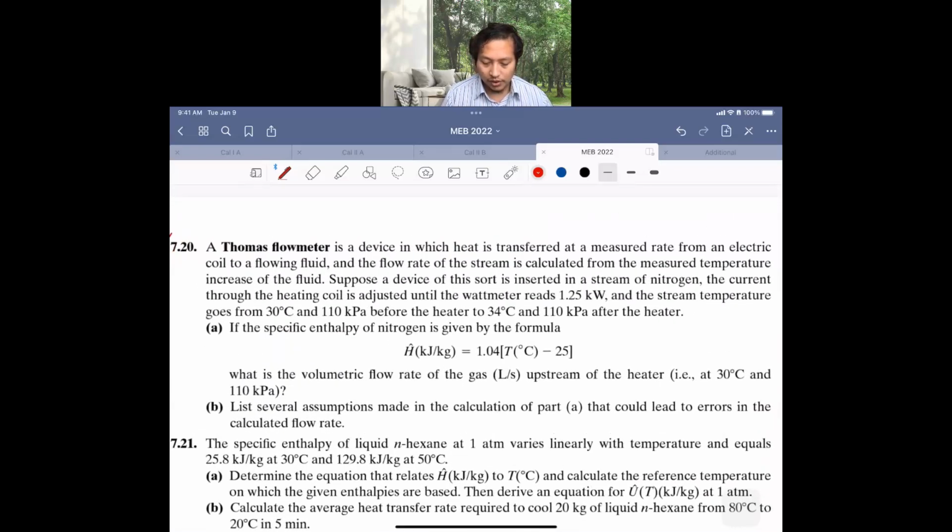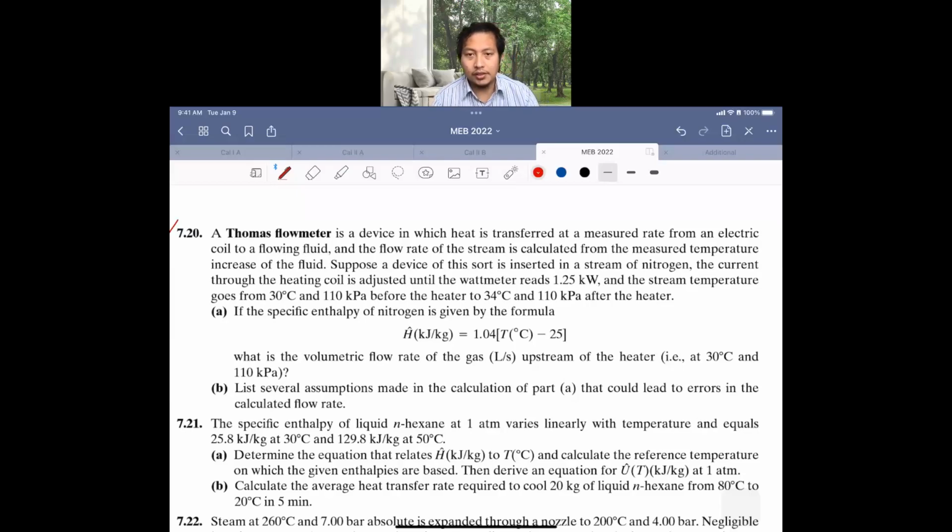So let me zoom in on the question so you can also read it. A flow meter, the Thomas flow meter, is a device, blah, blah, blah. It's just a description. The important thing is, suppose the device is inserted in a stream of nitrogen, the current through the heating coil is adjusted until the wattmeter reads 1.25 kilowatts. So you have some heat from the heating coil, around 1.25. And the stream temperature goes from 30 degrees Celsius and 110 kilopascal before the heater to 34 and the same kilopascal. So it changed the temperature.